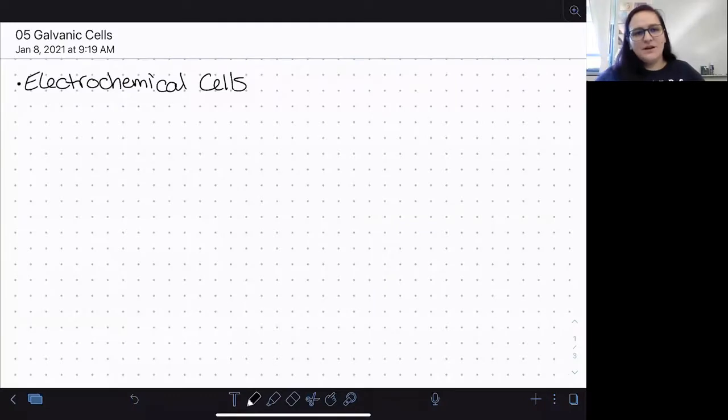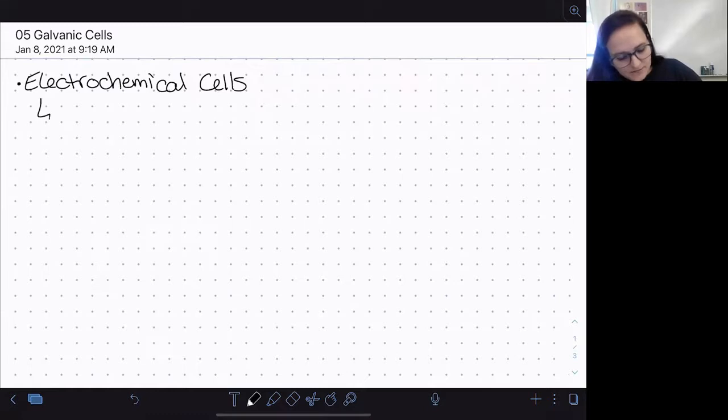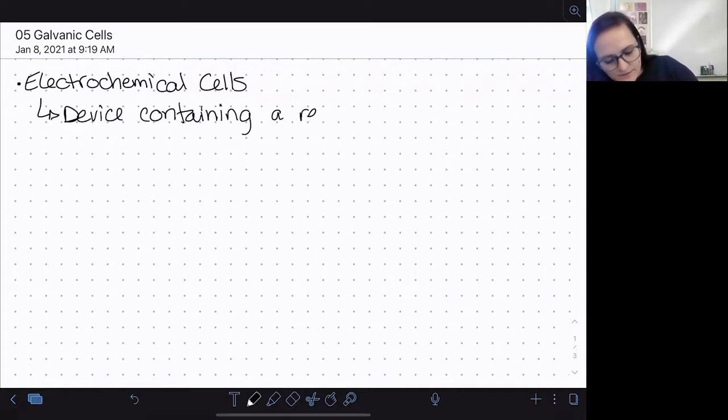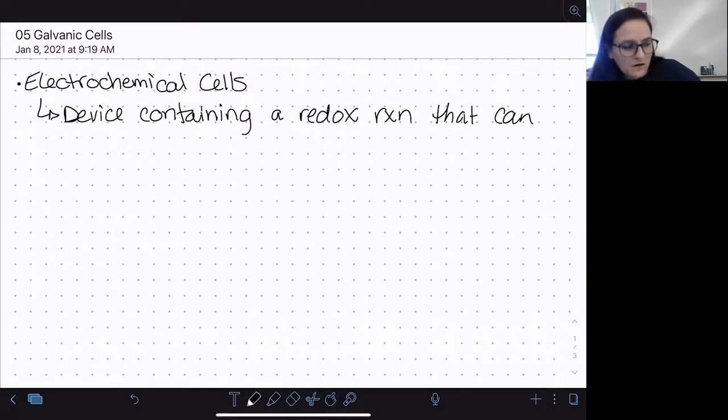In this video, we're going to be talking about how we actually set up a redox reaction so that electrical energy is being involved here. And we do that through what's known as an electrochemical cell. So this is a device containing a redox reaction that can interconvert electrical energy and chemical potential energy.